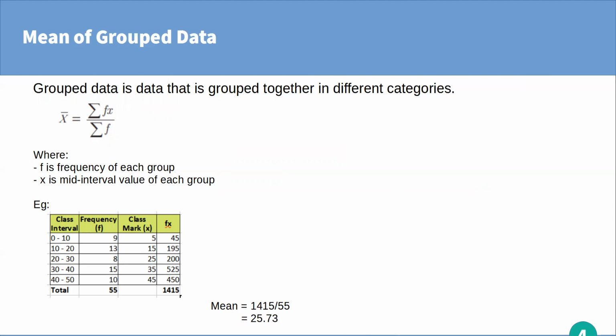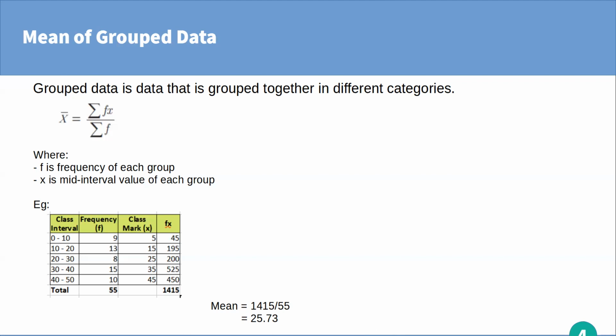Let us try to understand this in more detail. So here is an example. Let's say in a class, there are 55 students and then the marks is divided into bins of 10, so 0 to 10, 10 to 20 and so on. And the f is a frequency. Frequency is nothing but number of students falling under that particular category.